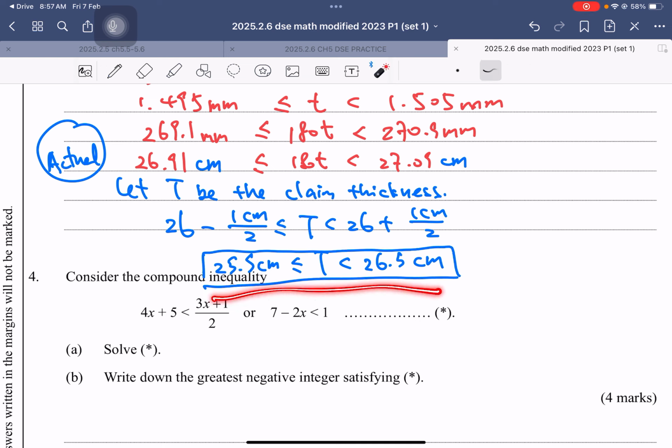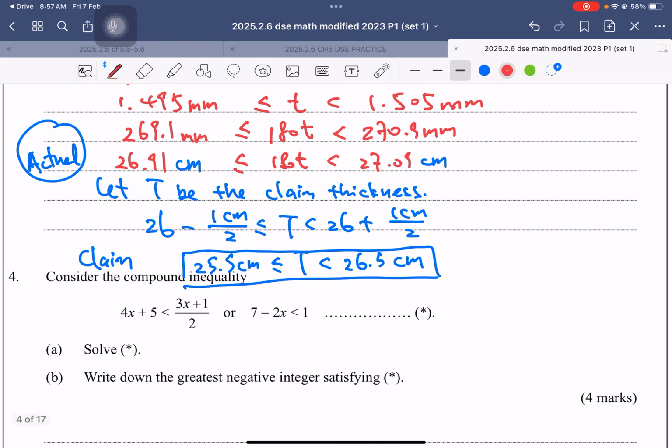This is what they claim, and this is the actual. Then what do you need to write? You need to write an inequality to show that the minimum of the actual is still greater than the maximum of the claim, isn't it? So that we can write 26.91 cm greater than 26.5 cm. This is the minimum of the actual. This is the maximum of the claim. So that we can say, do not agree.